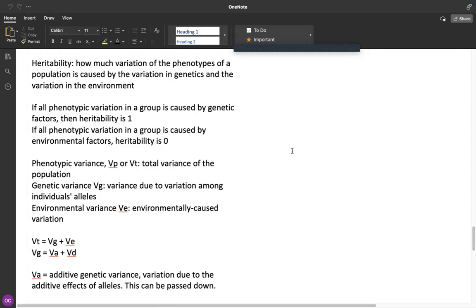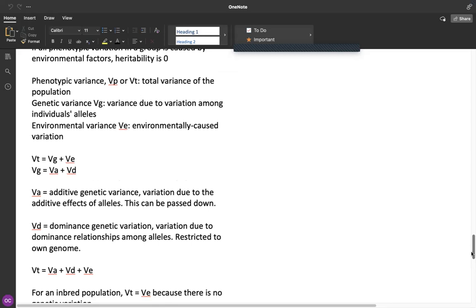So if all phenotypic variation in a group is caused by genetic factors, then heritability is 1, not 1%, definitely not percent, is 1. And if all phenotypic variation in a group is caused by environmental factors, then heritability is 0. So remember, when we calculate heritability, it should be a number between 0 and 1. So being closer to 1 means that it's being caused more by the genetic factors than the environmental factors. And if it's closer to 0, then environmental factors and their variation are playing more of a role.